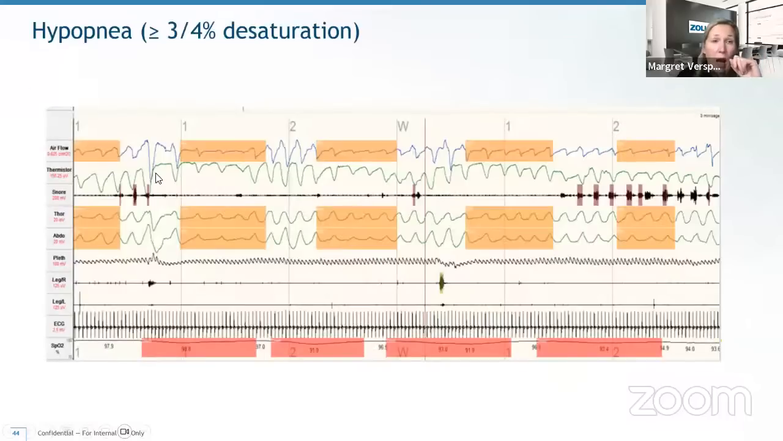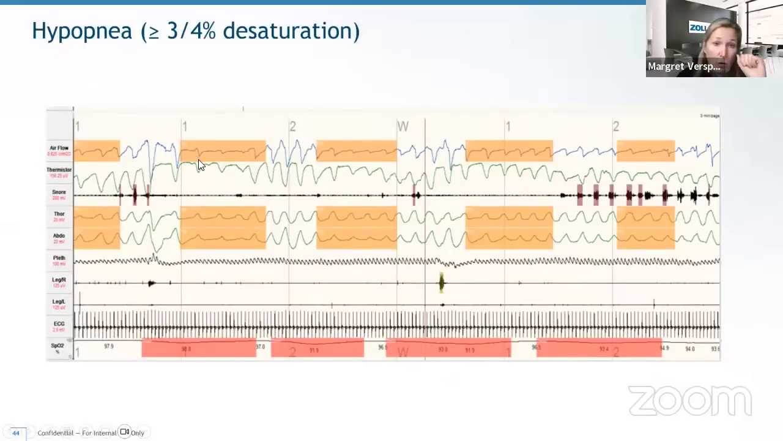So this is how a hypopnea looks. We speak about hypopnea with 30 to 90% flow limitation with a 3% or more desaturation and/or an arousal. That's what the AASM guidelines say, with a minimal duration of 10 seconds.